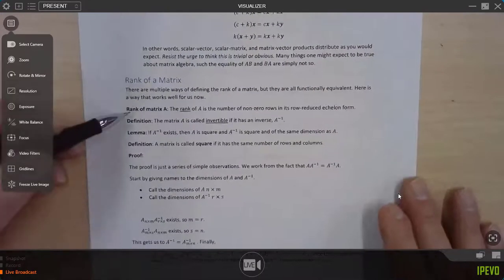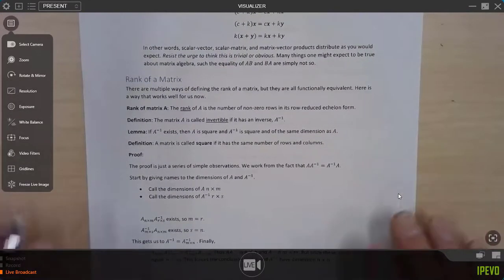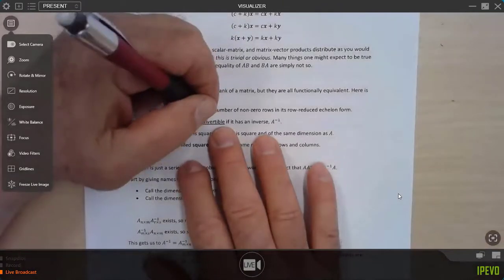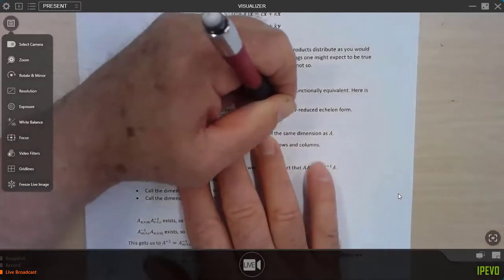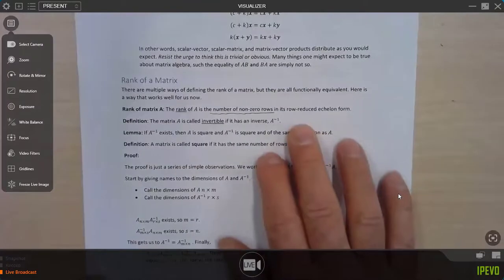Finally, the rank of a matrix. The rank of the matrix, one way of defining it, it's the number of non-zero rows in its row-reduced echelon form.